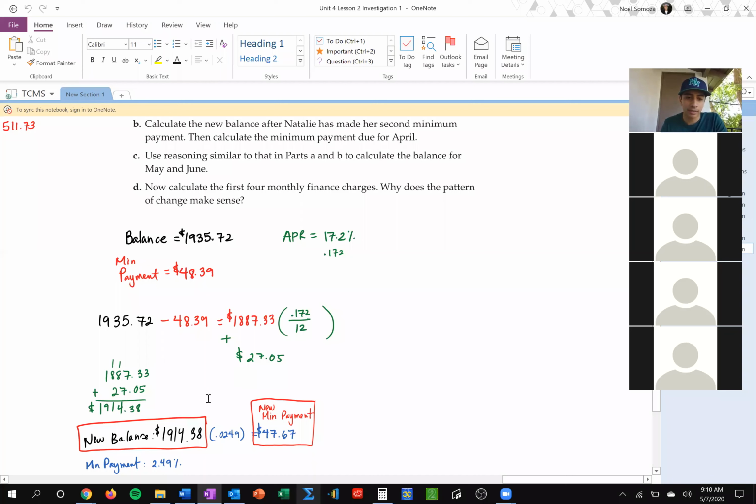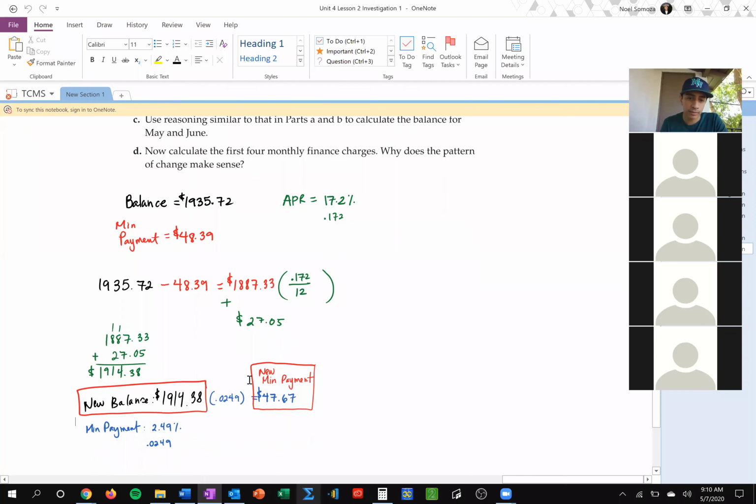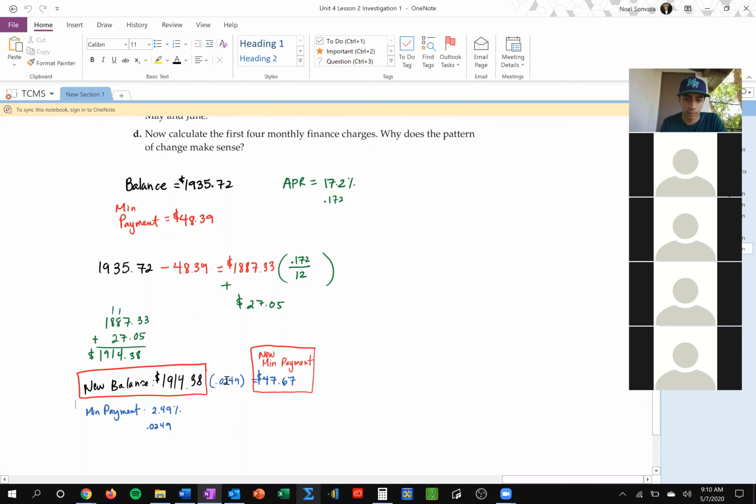Because 1914 is a smaller amount than 1935, you would expect that the minimum payment also shrinks. That's typically normal because now you have a smaller balance. So if every month the new minimum payment is a result of your new balance, it is only about 2.5% of the existing balance. So that's where the 0.0249 comes from.